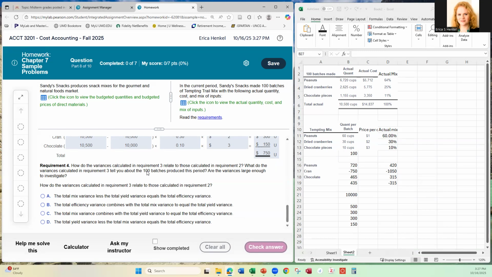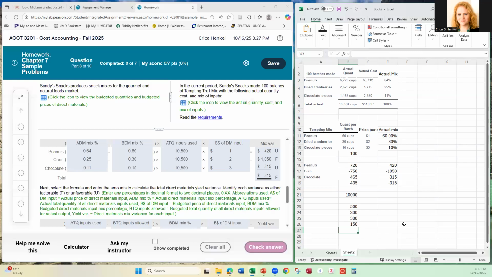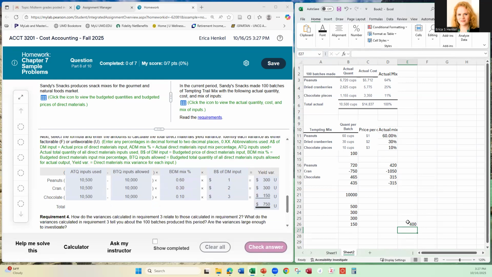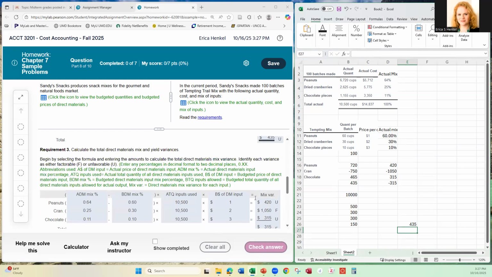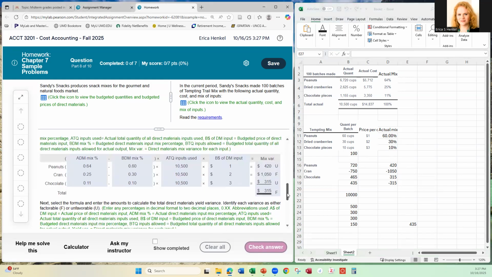So ultimately, how do the variances we calculated in that requirement relate to those that are calculated in requirement 2? Well, the total mix variance combines with the total yield variance to equal the total efficiency variance. So 750 here, unfavorable, and 315 favorable, gets us, oh, sorry, 750, not 15. Whoops, do my math right. Gets us a difference of 435 because one is going one direction and the other one, which, as we see, ties out to our efficiency variance that we calculated here.